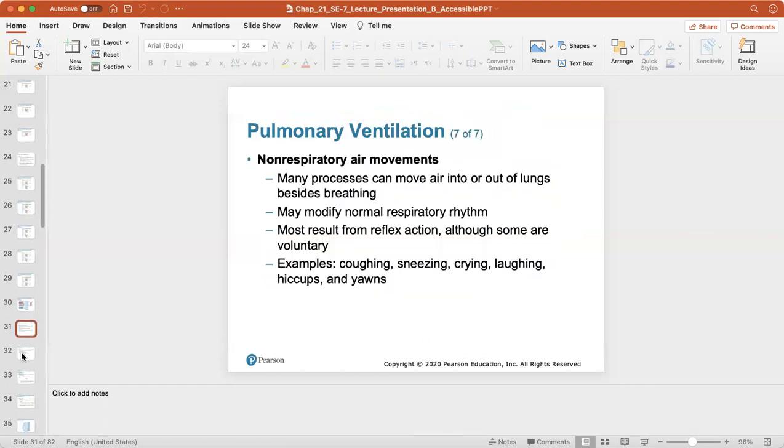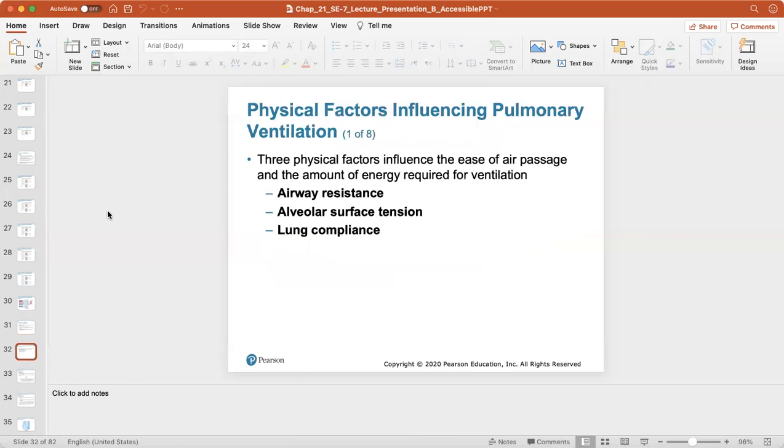Non-respiratory air movements: many processes can move air into or out of the lungs besides breathing, and these may modify normal respiratory rhythm. Most result from a reflex action, although some are voluntary. So for example, coughing, sneezing, crying, laughing, hiccups, or yawns.